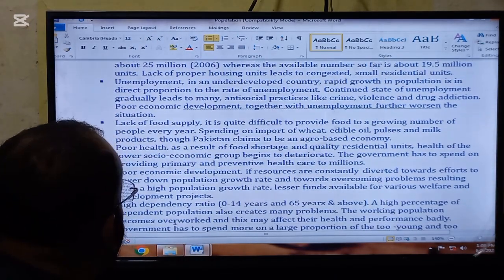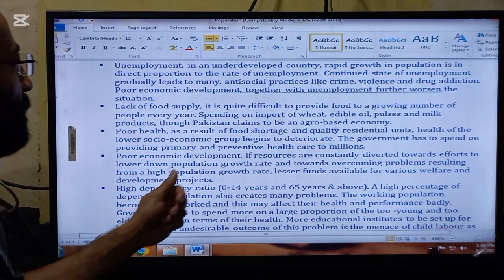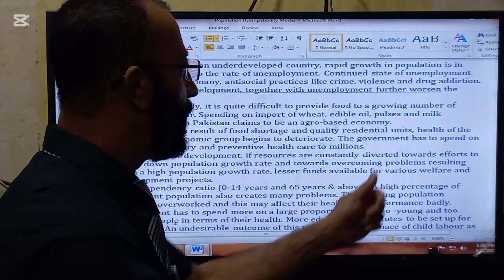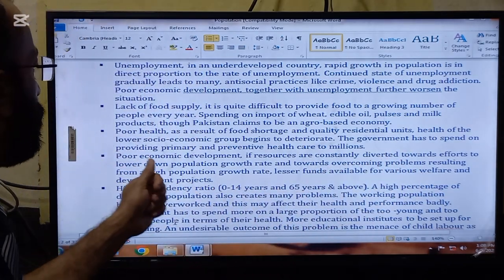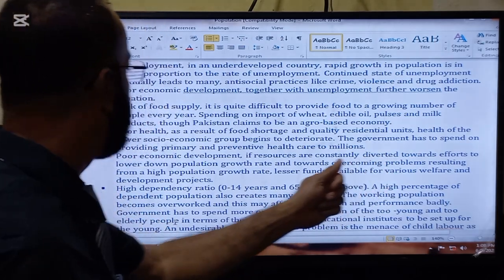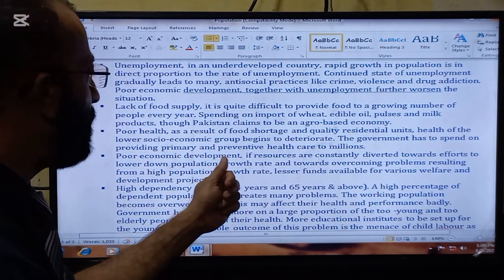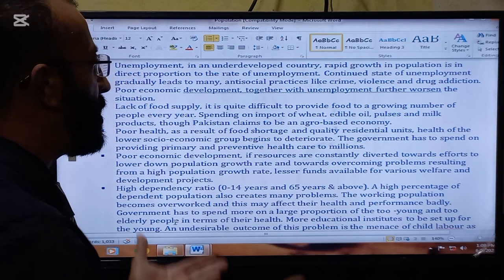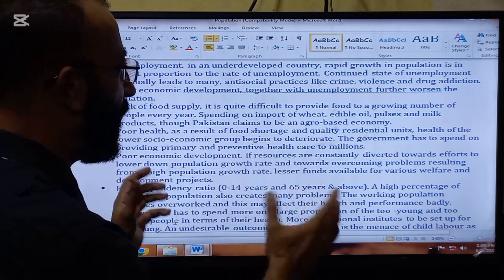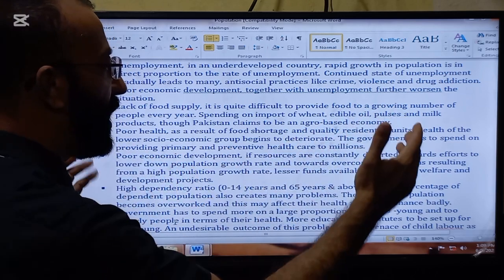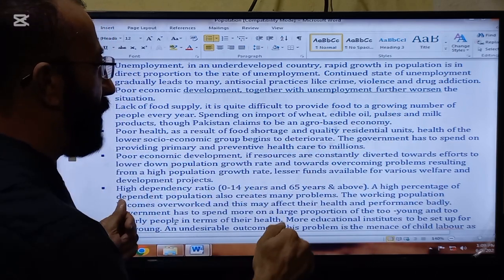Next is poor health. As a result of food shortage and the quality of residential units, the health of the lower socio-economic group begins to deteriorate. The government has to spend on providing primary and preventive health care to millions. But how can a country like Pakistan do all this? Because we are a resource-deficient country. So the population is growing at a rapid pace and resources are very limited.